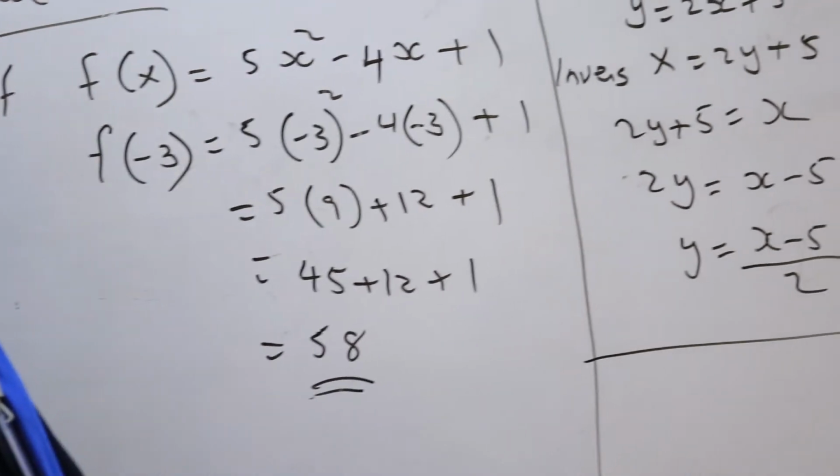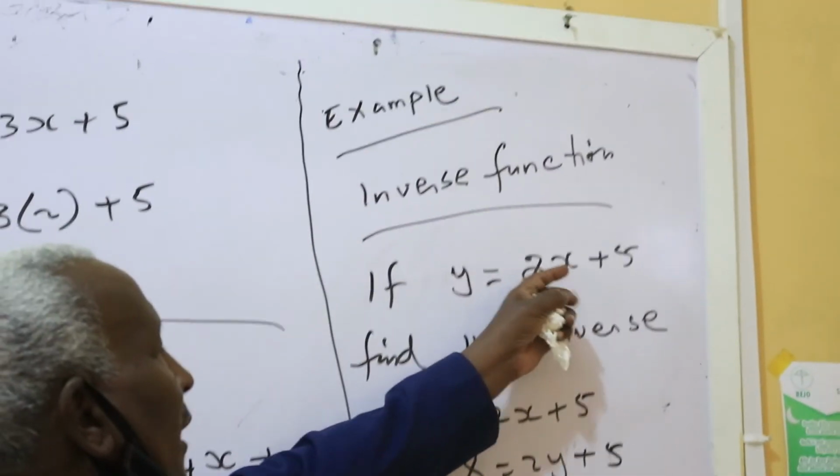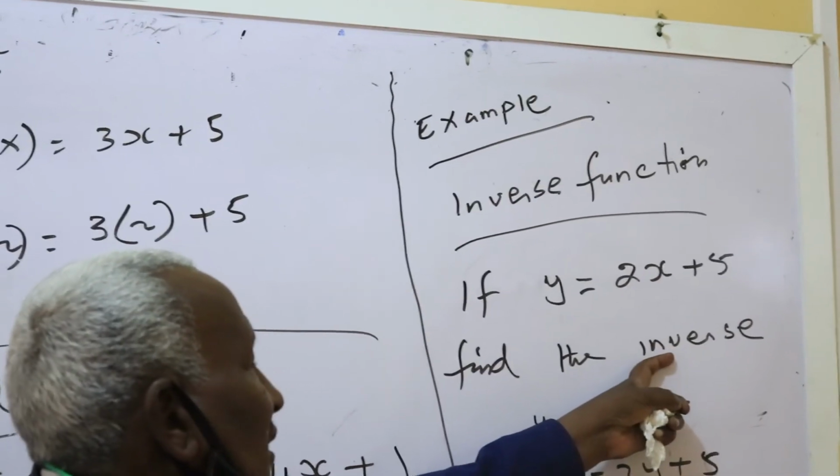Okay, the inverse function. If y equals 2x plus 5, find the inverse.